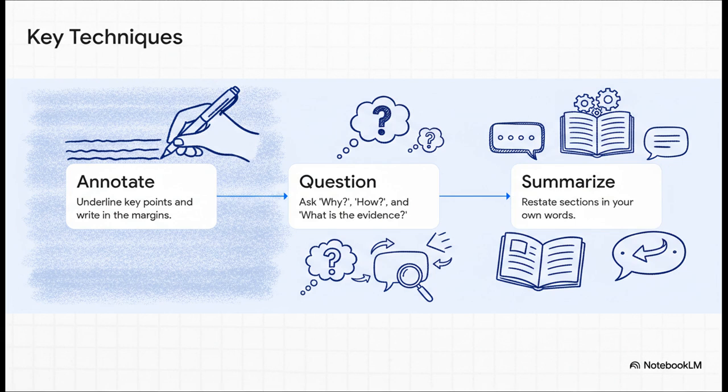To make your reading interactive, you've got to grab a pen. Underline things, write your own thoughts in the margins, get messy with it, and constantly challenge the text. Ask questions like, why are they saying this? How does this work? And the big one, okay, where's the evidence? And pro tip, try to summarize complicated sections in your own words. If you can explain it simply, you've nailed it.